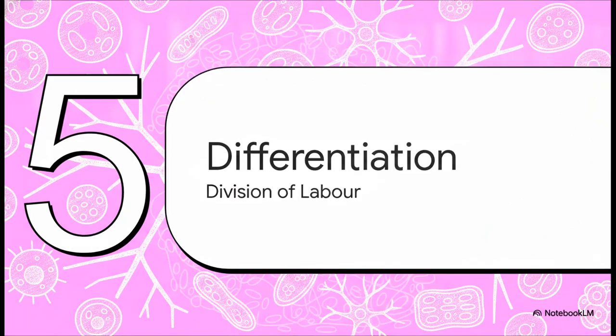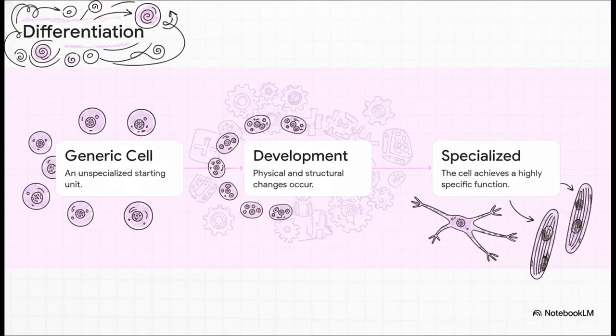Section 5, the power of differentiation. Differentiation is the incredible process where generic cells alter their production lines to become specialized. Following the sequence here, we start at step 1 with a basic, unspecialized cell. As we move to step 2, the cell physically alters its shape and its internal structure. And by step 3, it's achieved a highly specialized function. It might become a long wire-like nerve cell to transmit electrical signals, or maybe a fibrous muscle cell. It's a brilliant biological division of labor.